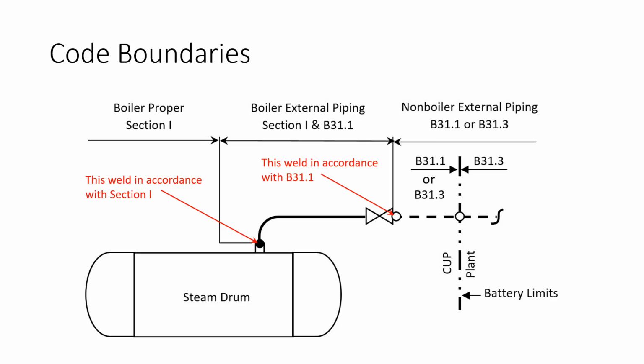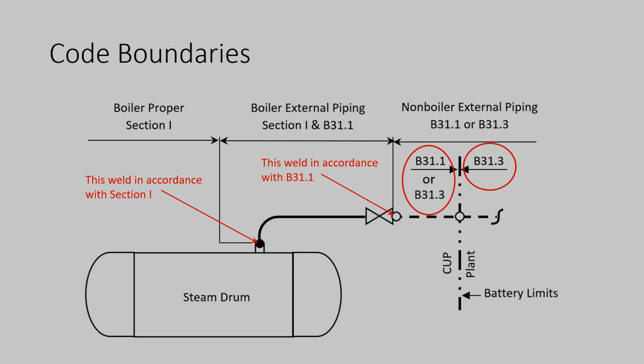After that and up to the match line boundary or battery limits that segregates the CUP package from the plant construction, piping can be done as indicated in accordance with B31.1 or B31.3, but it has to be defined as to which. Piping beyond the CUP, as also indicated, will conform to B31.3.